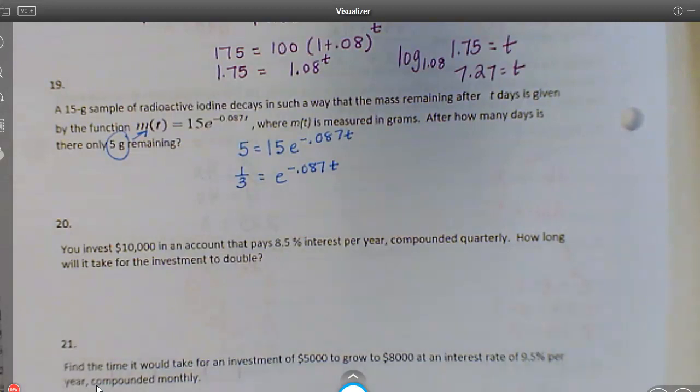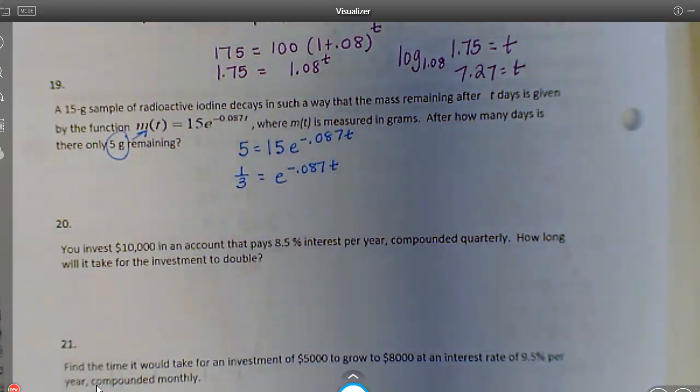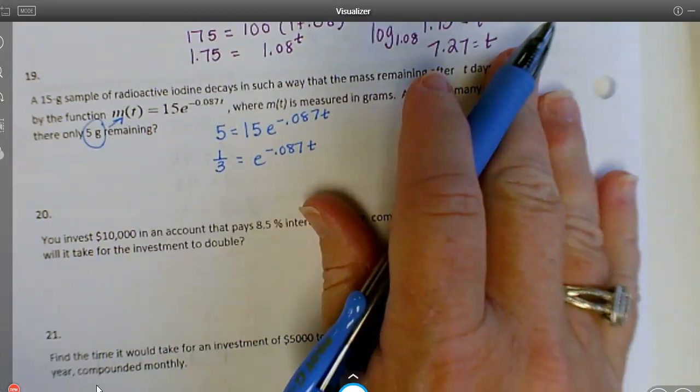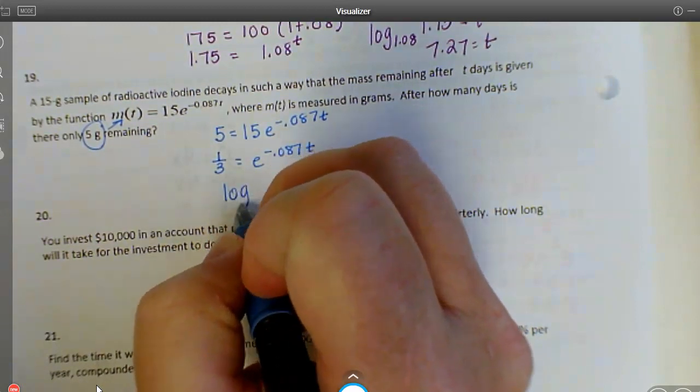Okay? Now that I have e to a power, or a number to a power equals something, this is where I can rewrite it in log form. You guys can write it in ln form or log form. Which would you prefer? Log. You just want to do it the same way. That's fine, no problem. That would be log.